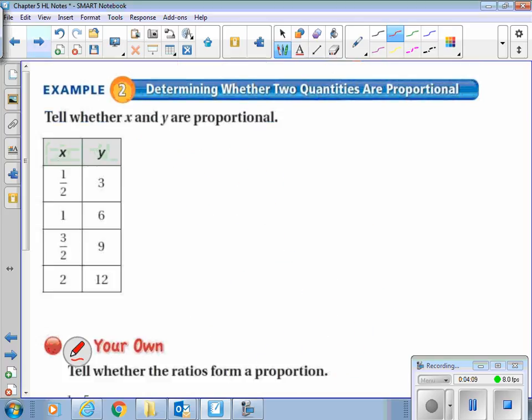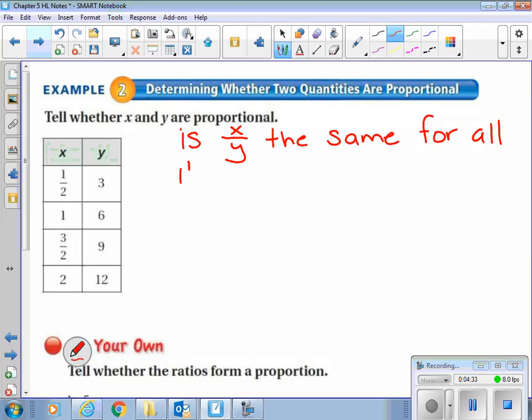Moving on to example 2, determine whether two quantities are proportional. So tell whether x and y are proportional. So looking at this table, in order for these to be proportional, you have to determine, is x over y the same for all items in the table?